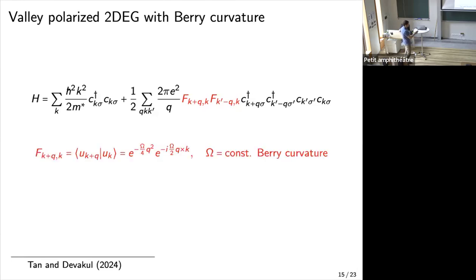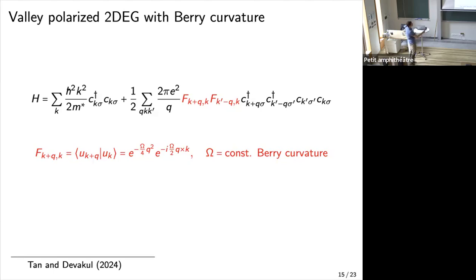So in general, these form factors measure the overlap between Bloch states of the host electron band. In the model that we consider, these form factors have this Landau level type form: e to the minus omega q squared, an exponentially decaying term, and this oscillatory term. And in this model, the Berry curvature is assumed to be constant and uniform throughout the Brillouin zone.